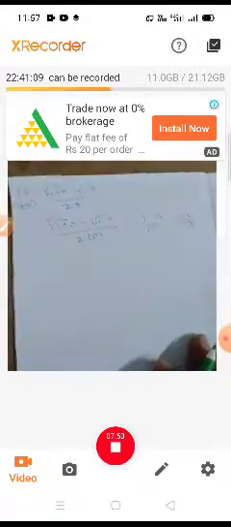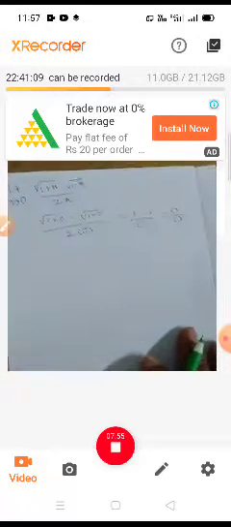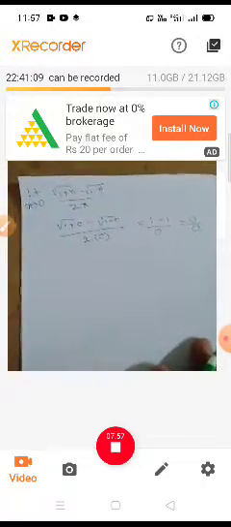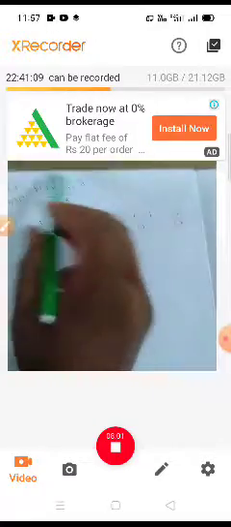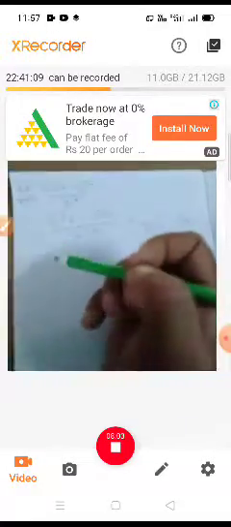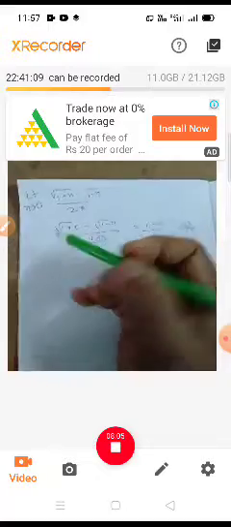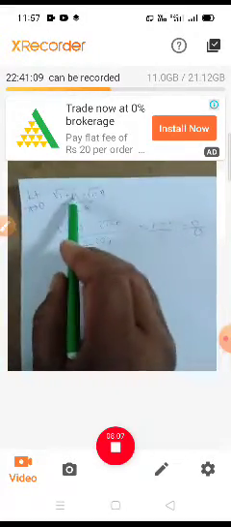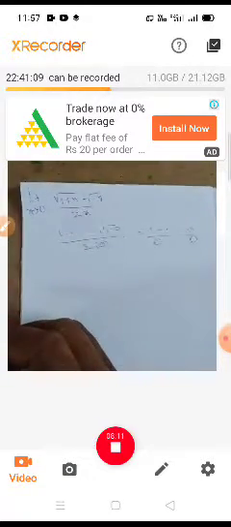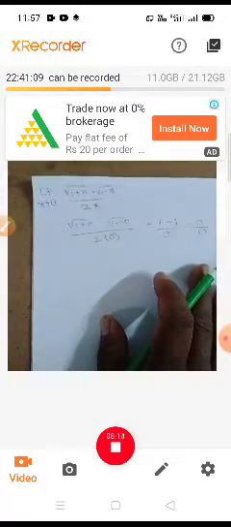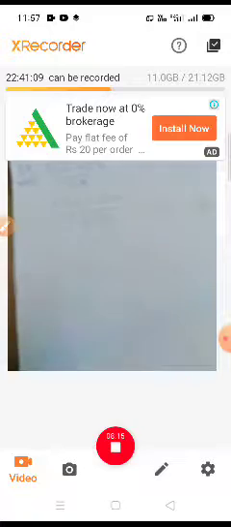Again we are getting the indeterminate form. When we get the indeterminate form, we have to find the factors. We can't find the factors here, that's why we are doing the rationalizing. The numerator has two parts, so we have to do the rationalizing of the numerator part.